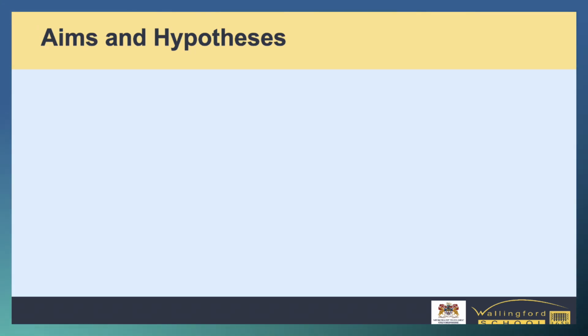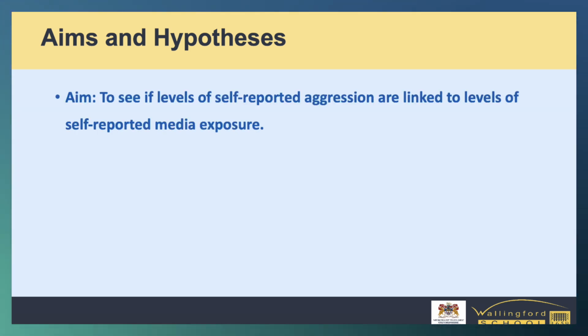So let's deal with the aims and hypotheses first. So the aim is to see if levels of self-reported aggression are linked to levels of self-reported media exposure, whether that media exposure is good, so pro-social, people helping each other, or negative, so anti-social, people hurting each other. So we're looking at a link between them. This is a correlational practical. It is not going to give you a cause and effect.